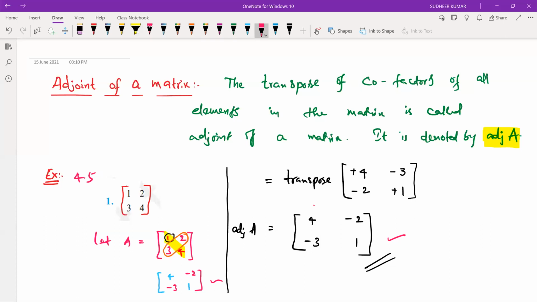Yes, sir. So what do you observe? In a 2 by 2 matrix, we can find the adjoint of a given matrix by interchanging the principal diagonal elements, and the sign of the other diagonal elements can be changed. Then the obtained matrix is called the adjoint of matrix A. Is it clear? Yes, sir. Right.